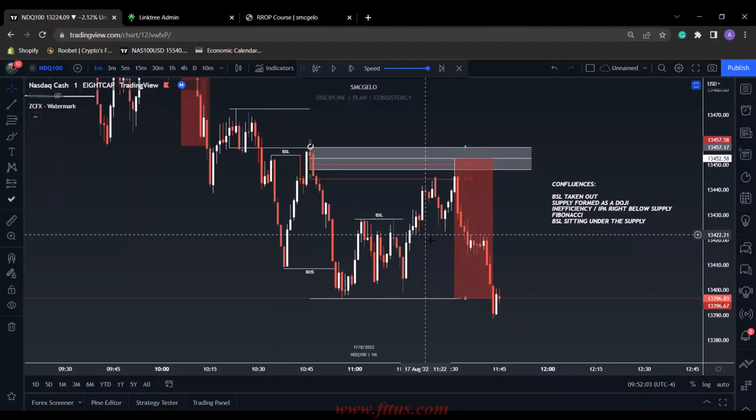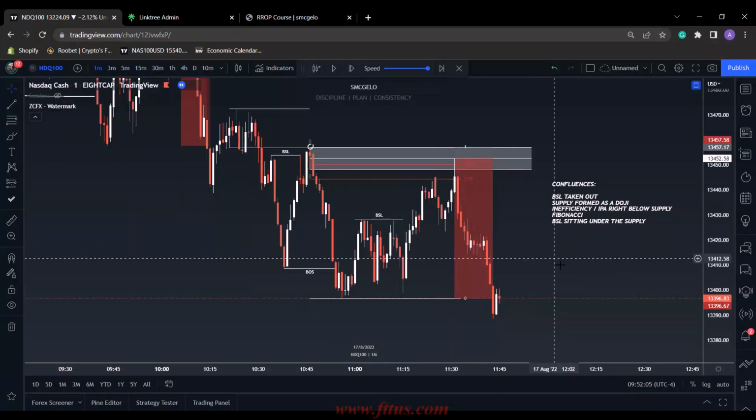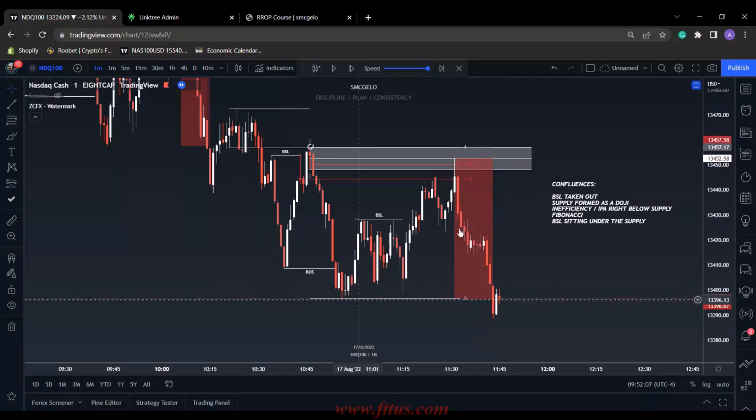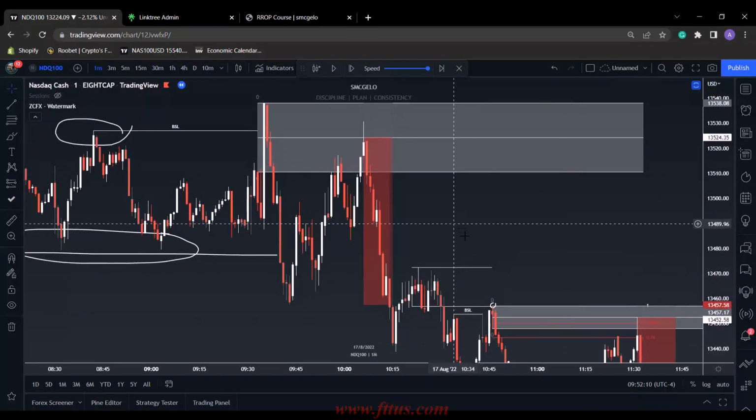But this is supply and demand. This is how I trade it. I'll explain all these confluences throughout the sections, but that's really it, guys.